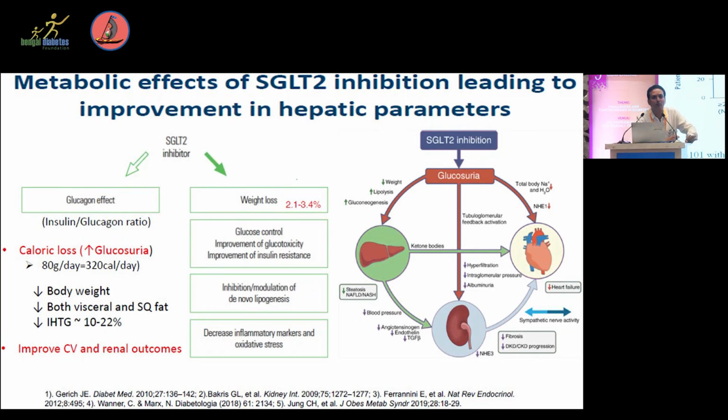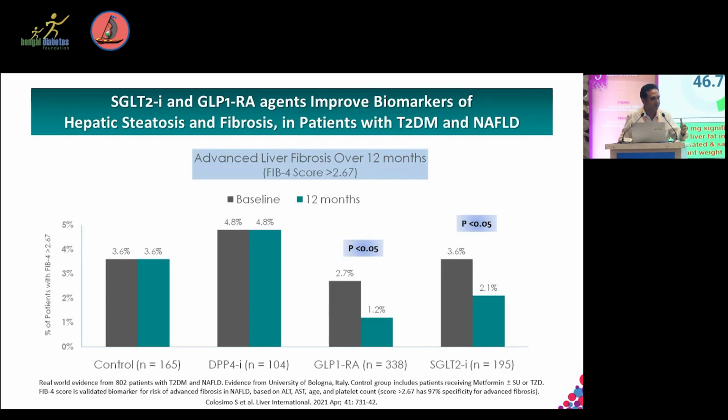Now looking into our old molecule which we have at our disposal, which is now pretty cheap, that is pioglitazone, which was originally used in pre-diabetes or diabetes. In this paper, there was about 58% resolution of NASH with a high dose of pioglitazone, which is about 45 mg. But there was this pioglitazone study in Taiwanese population with 30 mg showing similar benefit.